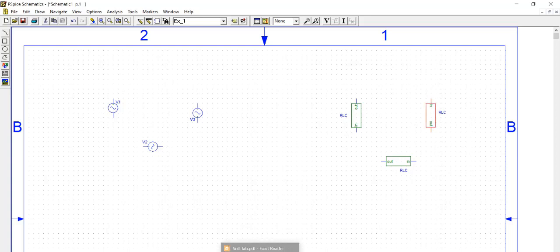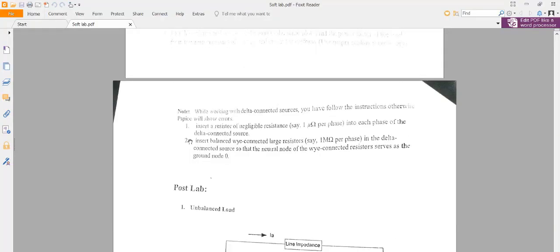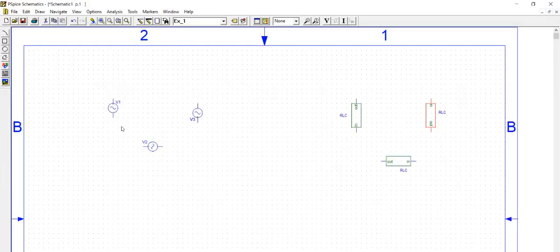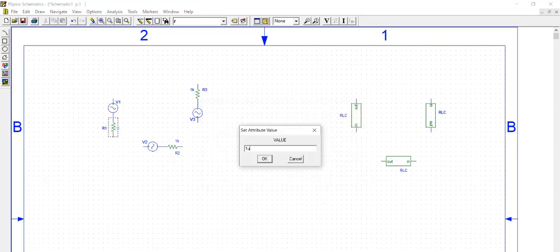Now in a left shift there are 2 points we have to maintain. In the first point we have said that we have to insert a resistance of negligible amount, such that 1 micro ohm per phase, into each phase of the delta connected sources. So we have to insert a resistance with each one of the sources. So select resistance and place them. And the amount of the resistance is very small, so let's take 1 micro.